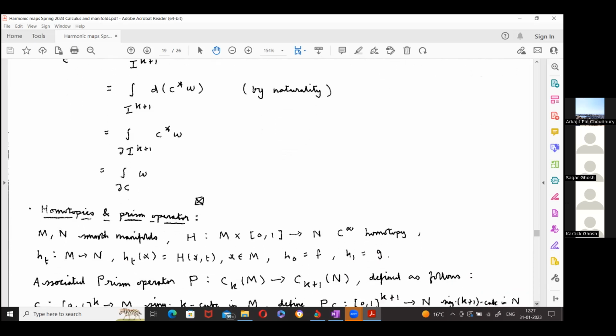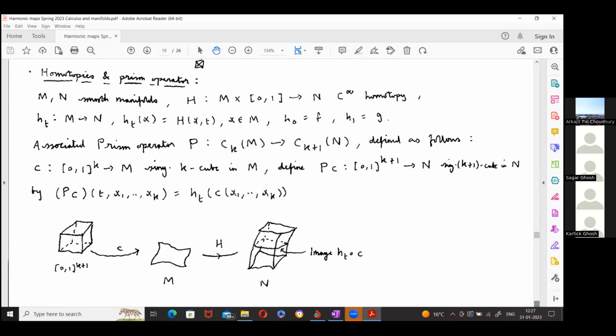Okay, now I want to talk about what are called homotopies and the prism operator. So suppose M and N are smooth manifolds and H from M cross [0,1] to N is a smooth homotopy, so that we get a one-parameter family of maps H_t from M to N, where H_t(x) is H(x,t) for x in M. And let H_0 be F and H_1 be G. So H is a smooth homotopy between two maps F and G from M to N.